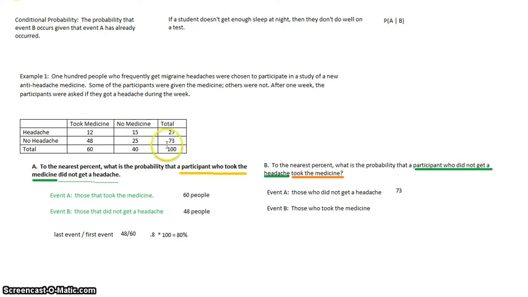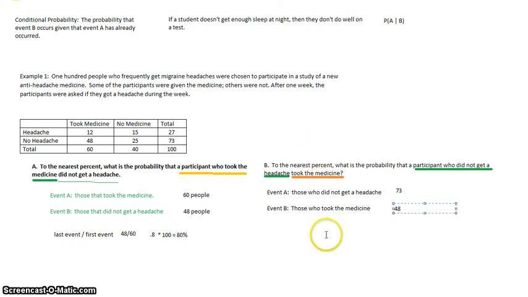Now, out of those 73 people, event B is what we're going to look at. We want to look at those who took the medicine. We first look at the column that our event A is looking at, and event B says those that took the medicine. There were 48 people that took the medicine. So we're going to put in 48.